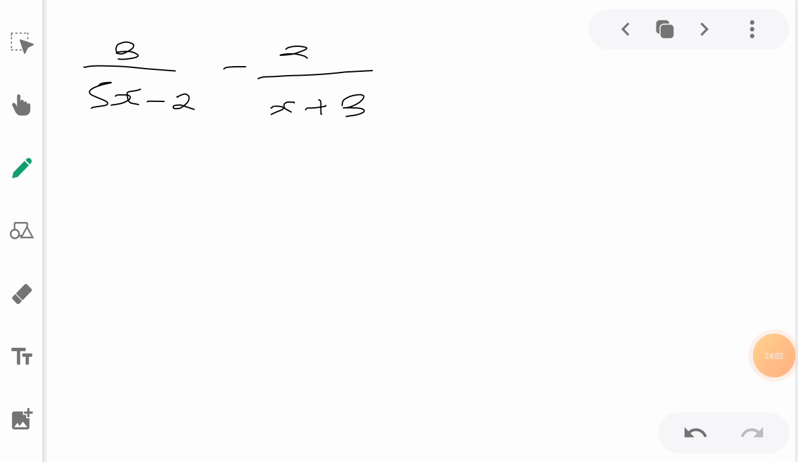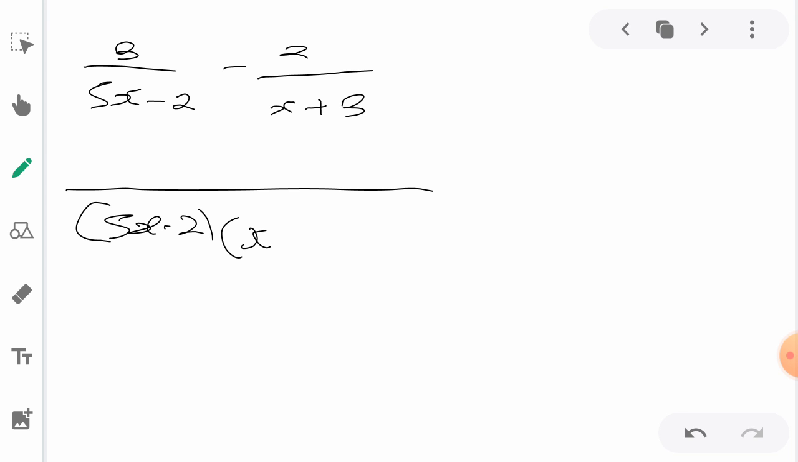Question 4a says: write x plus 3 over 5x minus 2 over x plus 3 as a single fraction in its simplest form. So for us to solve this one, we need to find the common denominator, and in this case our common denominator will be the same as what we have down there, because we can't find the exact common denominator. We need to multiply the two. So if we divide this into here, you can see that these are cancelling. I'll remain with x plus 3. So I need to multiply x plus 3 times 3 there.